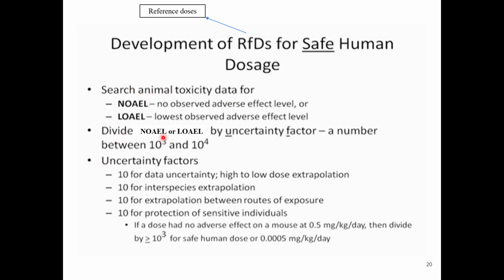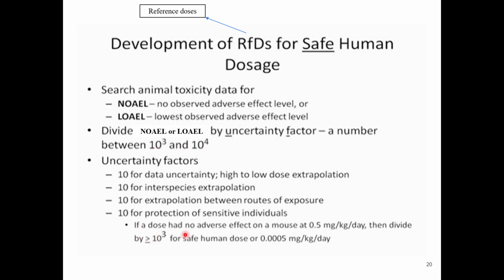So we divide this NOAEL and LOAEL by uncertainty factors, which range between 10^3 and 10^4, so that we can convert this animal toxicity to human toxicity. These uncertainty factors are basically multiples or divisions of 10. One 10 is for data uncertainty, that is high to low dose extrapolation. The other 10 can be for interspecies extrapolation. One more 10 can be for the extrapolation between routes of exposure, and one more 10 can be for the protection of sensitive individuals. So it is basically ranging from 10^3 to 10^4.